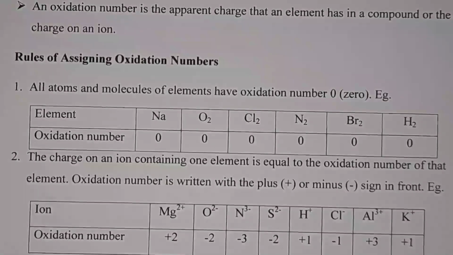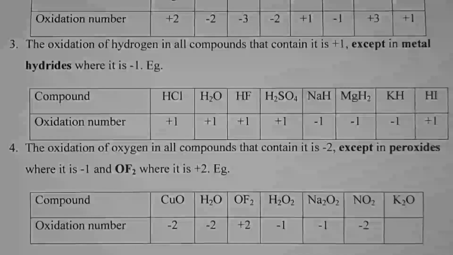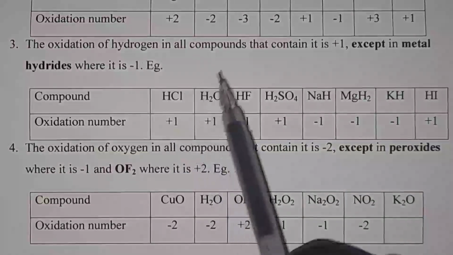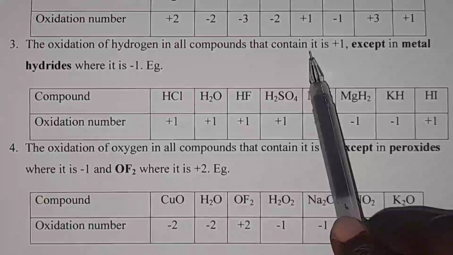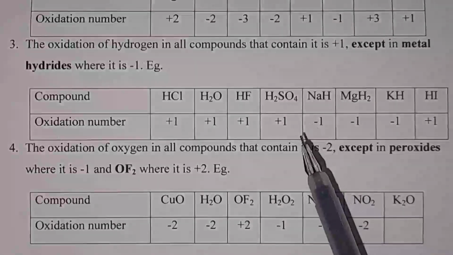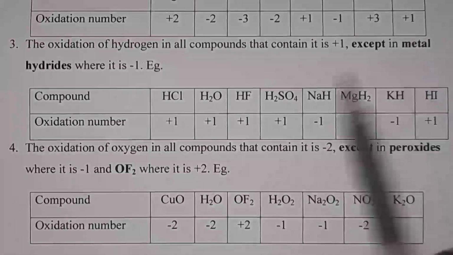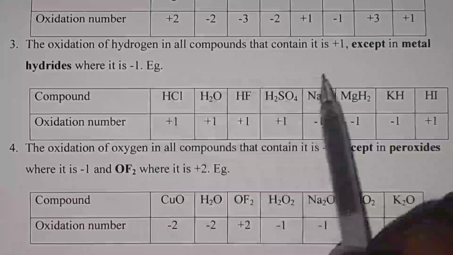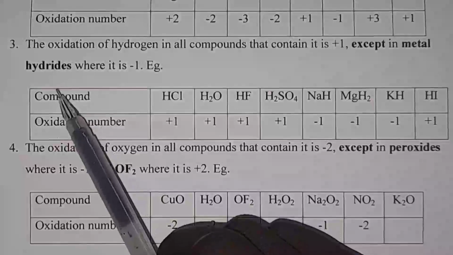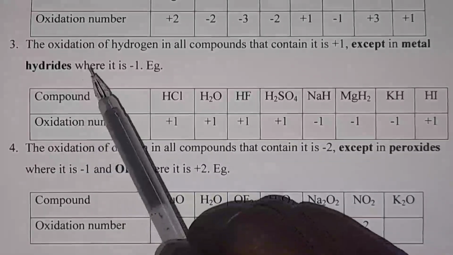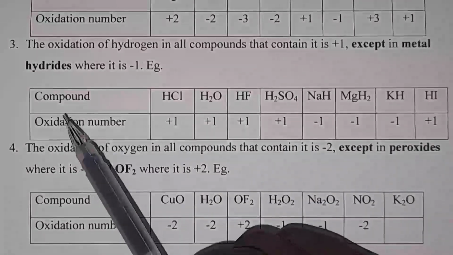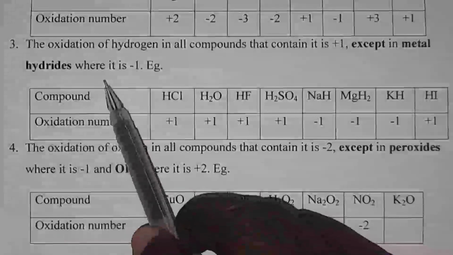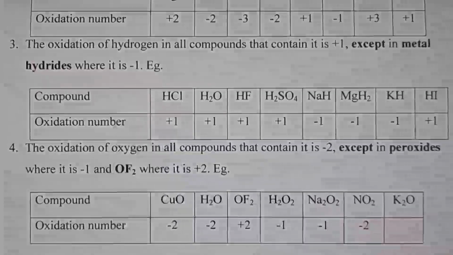Rule number 3. In rule number 3, we are told the oxidation number of hydrogen in all compounds that contain it is plus 1, except in metal hydrides, where it is negative 1. What are metal hydrides? Metal hydrides are formed when metal reacts with hydrogen. The compound that we are going to get is a metal hydride, where its oxidation number is negative 1.